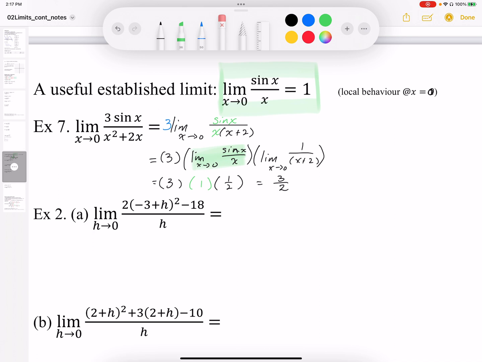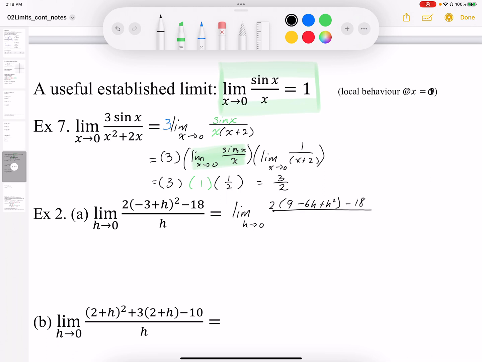So what I'm going to do is expand that out. So I end up with the limit as h approaches 0 of 2 times, and I'm going to expand that out to get 9 minus 6h plus h squared, minus 18, all over h. We know that if we do the 2 times 9 and the minus 18, they're going to cancel out. So I'm going to end up with the limit as h approaches 0 of 2 times negative 6, which is negative 12h, plus 2 times h squared. The minus 18 and the plus 18 cancel out. And so we'll end up with that divided by h. We can cancel out a factor of h.